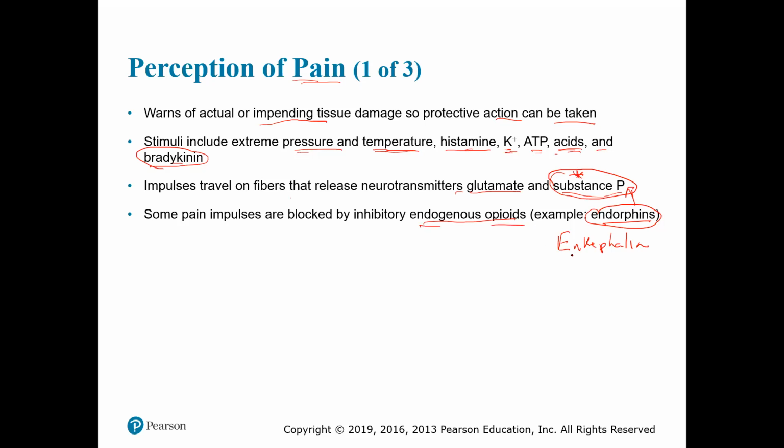All right, so enkephalin suppresses the substance P, but endorphins block it. So endorphins are more long-lasting and better for reducing pain. Enkephalins are short-acting, but they suppress the pain, lower the pain perception, so it lowers the substance P. There you go.